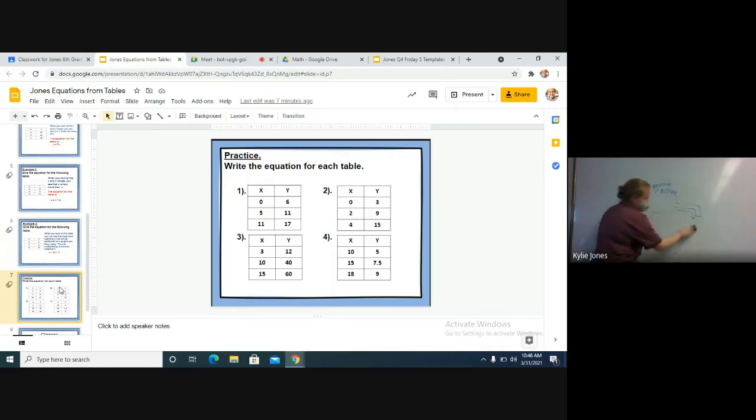This is where the trial and error and the guess and check comes in. We have to try different things about what our equation is. So in this one, we have x's and y's. Our first x is 0, then 6, 5, 11, and 11 to 17. So we have to figure out what's happening here. How do I go from 0 to 6? We can add 6. That works. Is there another way to go from 0 to 6?